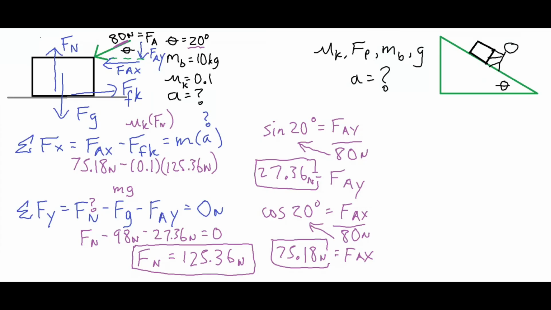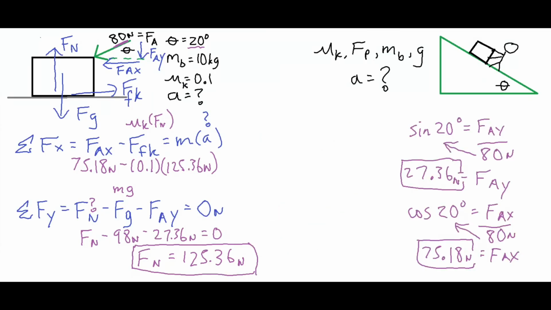And that's going to allow me to get my net force. All right, so let's scoot this over a little bit. And I have my FAX minus the product of my 0.1 times 125.36. And that gives me a net force of 62.644 newtons. Okay, that net force, I can go ahead and set that equal to MA.